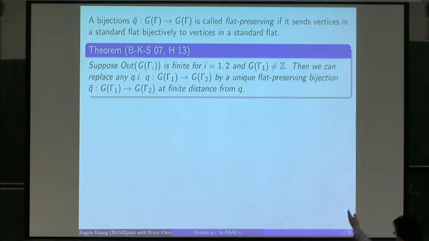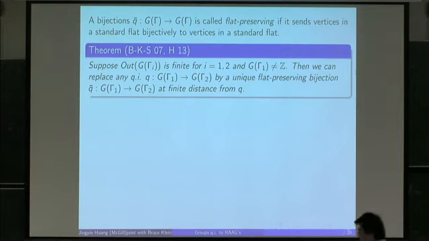So we suppose the automorphism group is finite, and let's rule out the trivial case where the group is Z. Then it turns out that any quasi-symmetry is bounded distance from a unique flat preserving bijection. So we have a canonical representative for any quasi-symmetry, and this is going to be a very nice map. It preserves all the standard flats.